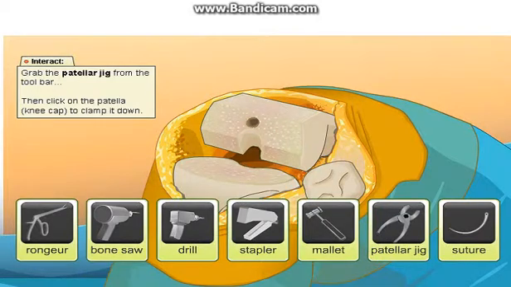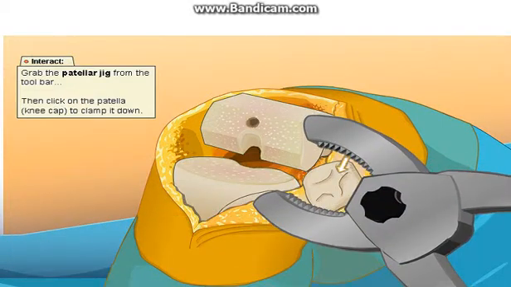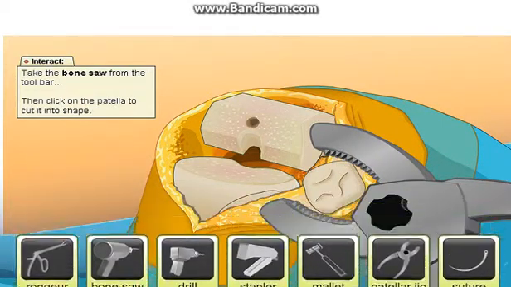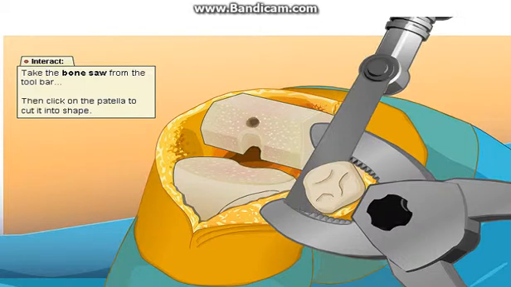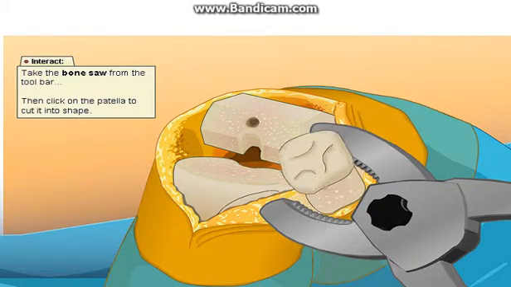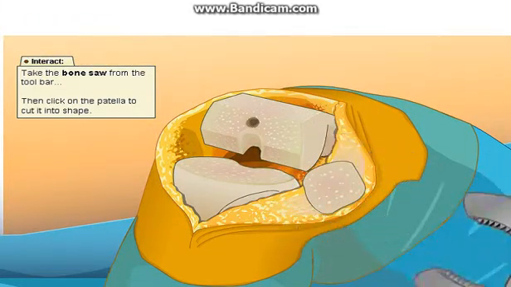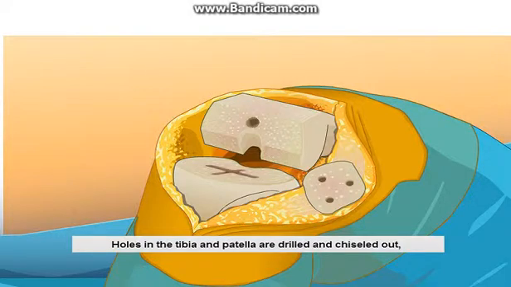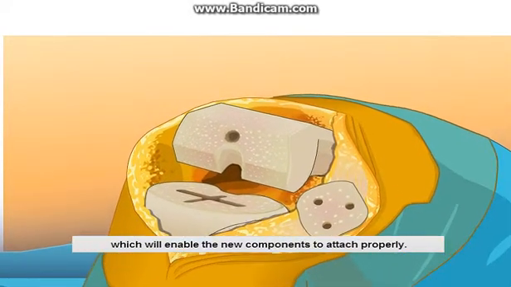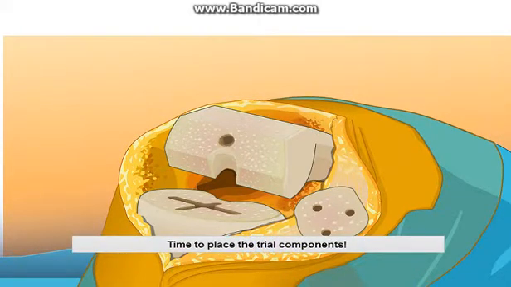Now we'll use the patellar cutting jig and bone saw to remove the back of our patient's patella. Holes in the tibia and patella are drilled and chiseled out, which will enable the new components to attach properly. Time to place the trial components.